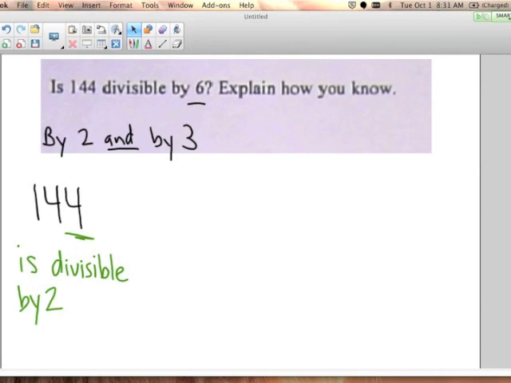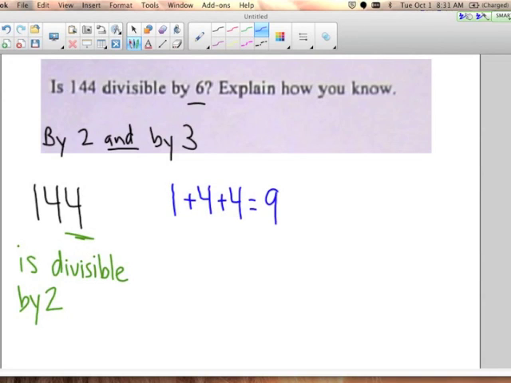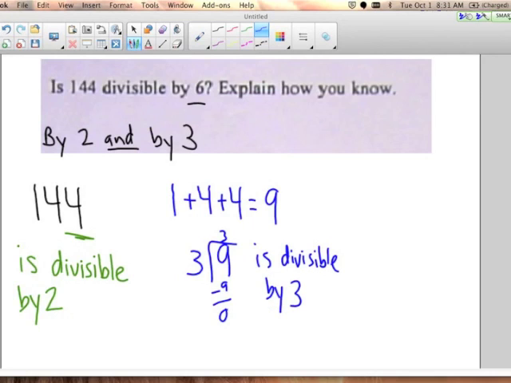Next, I can look at 144 by taking the sum of its digits. So I take 1 plus 4 plus 4, which equals 9. 9 is divisible by 3 because there's no remainder. So it is divisible by 3. So 144 is divisible by 2, and 144 is divisible by 3. That means that 144 will be divisible by 6.